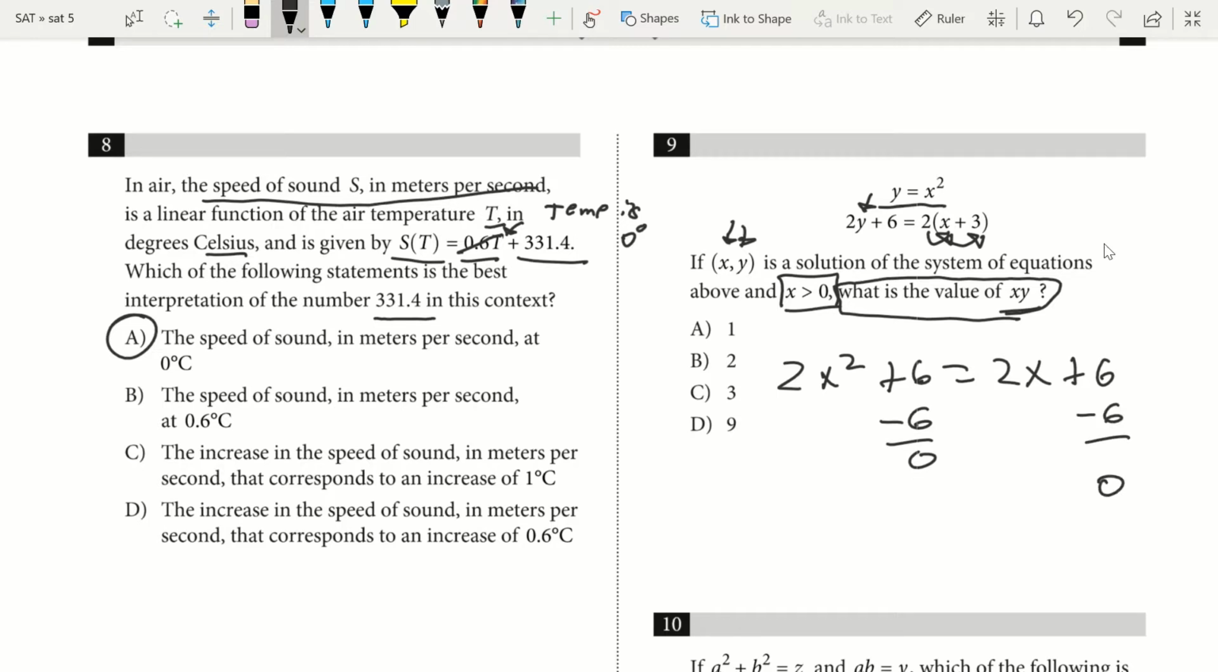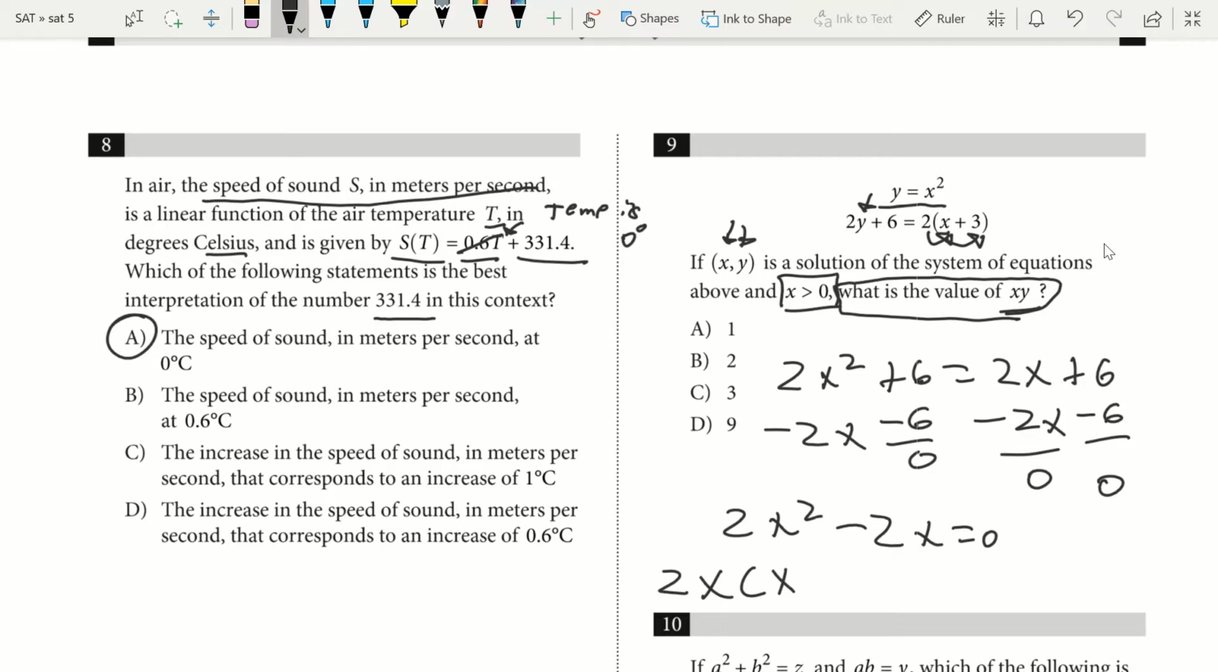And the 6's will cancel on each side. So now we're going to have to subtract 2x from each side, so we can get all of our x's on one side. So we have 2x squared minus 2x equals 0. Well, now I'm looking here, and I see I can factor out 2x, right? So I'll be left with, because we have negative 2x and 2x squared, which each have 2x, 2x times x minus 1.